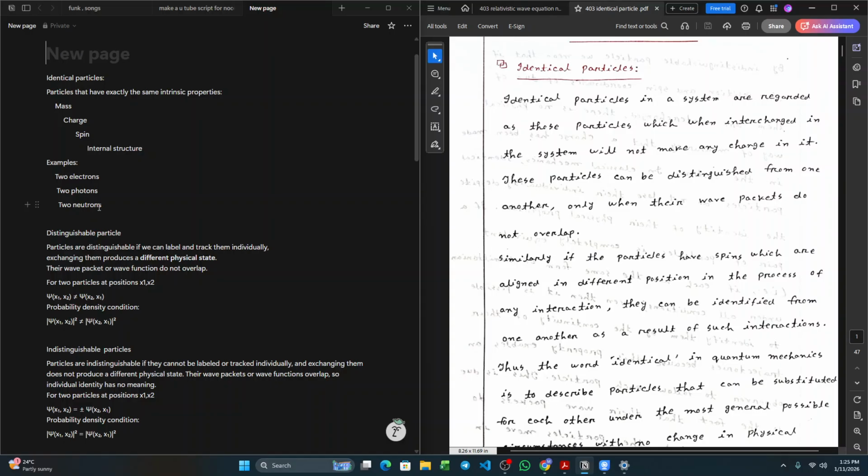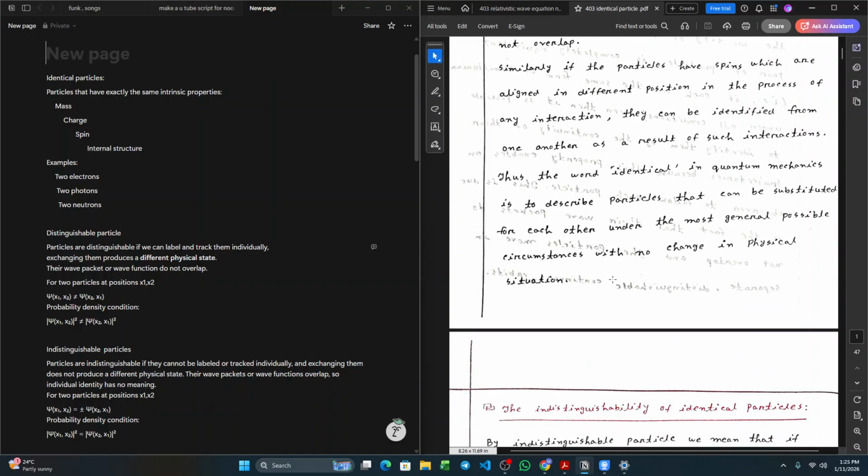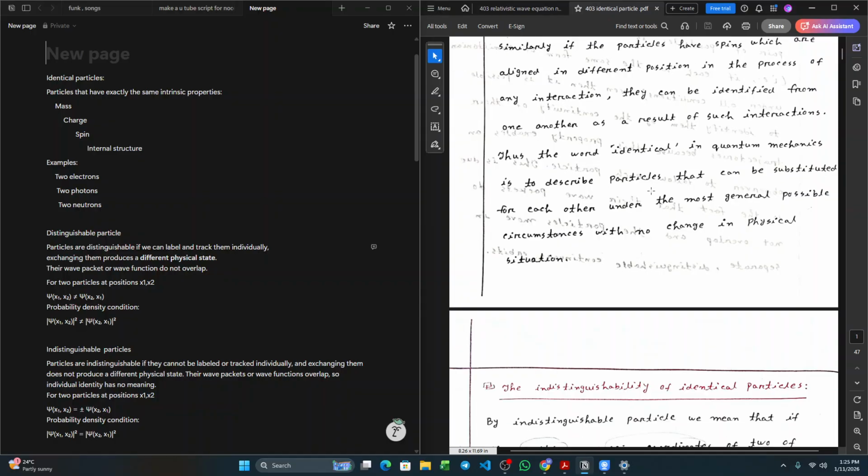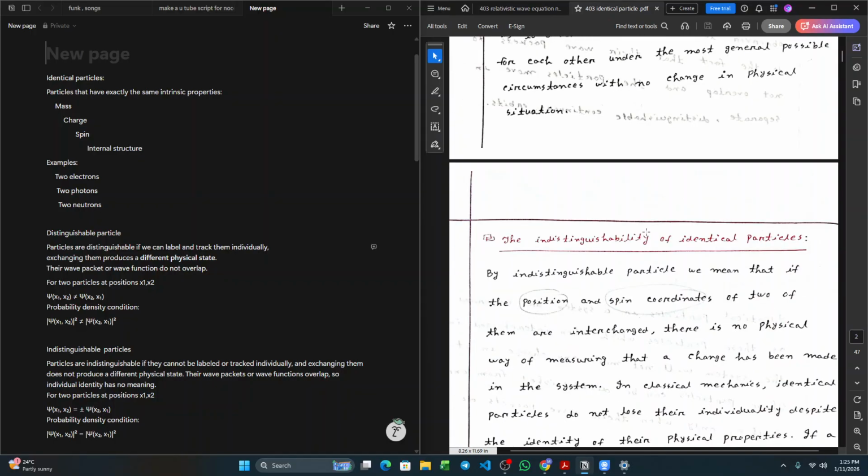Identical particles are nothing but like two marbles in two places. That means they are identical particles. Their place is not mandatory here. We are not focused on their places, we are focused on their intrinsic properties. Okay, let's move to the next. So this is our identical particle, and in this note we can read it.